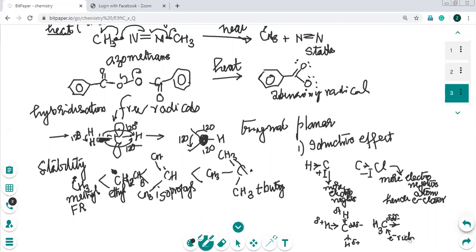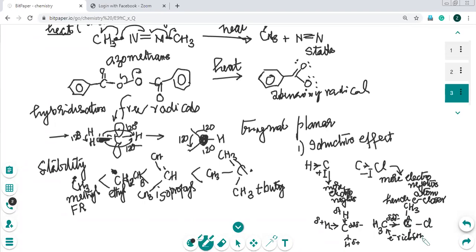Electron rich. So electron can flow from here to the next element. Suppose you have a chlorine here, or you have a carbon here next to it, and then a chlorine. See the flow of electron. So these electrons are flowing towards this carbon, and suppose you have more and more CH3 groups.